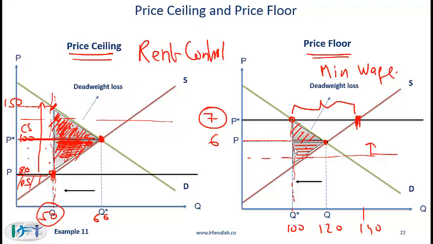If we are at this point, then the consumer surplus now is this region, and the region over here is the producer surplus. But overall, note that the sum of consumer surplus and producer surplus is less than what it would be if we had the equilibrium price.